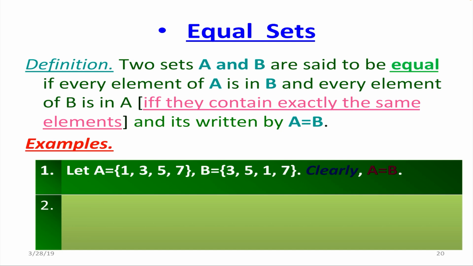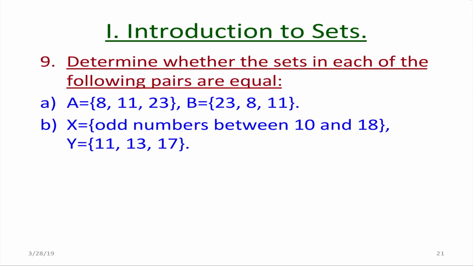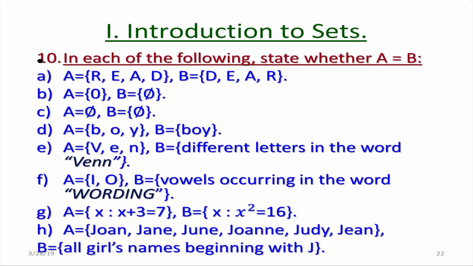For instance, say we have set A containing 1, 3, 5, 7 and set B has the following elements: 3, 5, 1, 7. Clearly they are precisely the same sets. They have the same elements. The only difference is just the order of the elements being switched. So they are equal sets.